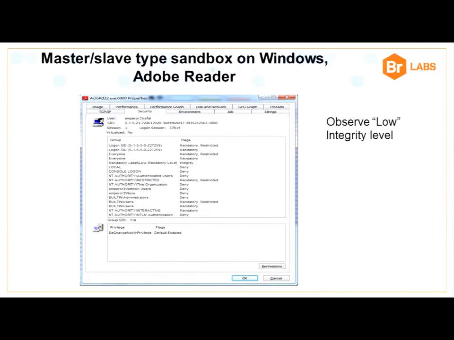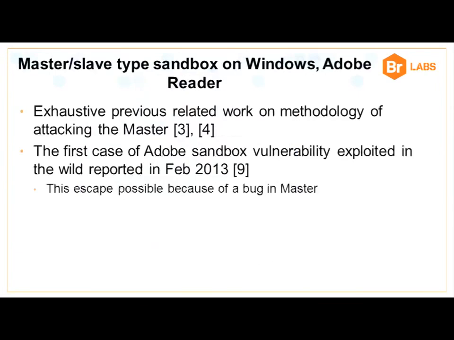So this is how the master-slave sandbox looks on Windows for Adobe Reader. If you open the properties of your Adobe Reader, you will see the low integrity level, which limits the network connectivity and a lot of accesses, which are controls from the operating system. This is how the Adobe sandbox has been implemented. And you know what, Adobe and Chrome are part of the same project, the Chromium project, but the implementation is very different from a security standpoint. The hardening and the work involved has been very different.